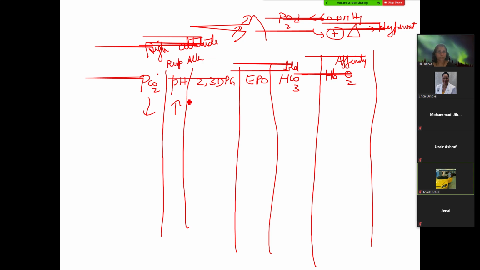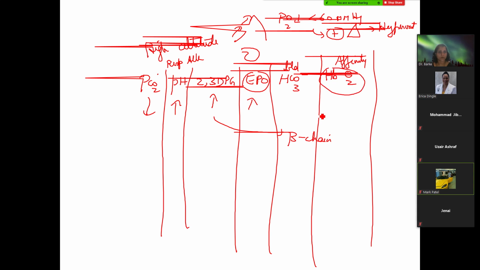So because of the hypoxia, what will happen in the kidney? The kidney tries to compensate for the hypoxia. So what will happen to erythropoietin secretion? It will increase. If RBCs increase, what should happen to 2,3 DPG as well? Increase, which will bind to the beta chain of hemoglobin. So what is happening to the affinity? It's increasing or decreasing?